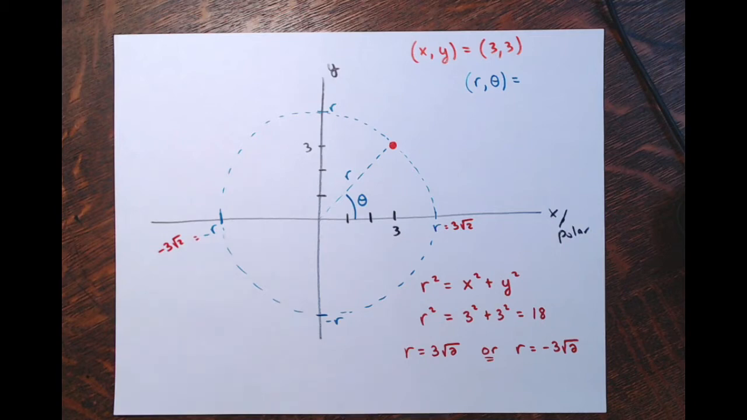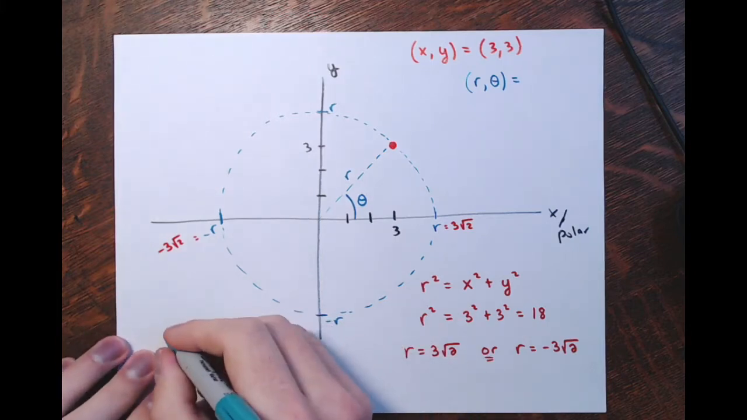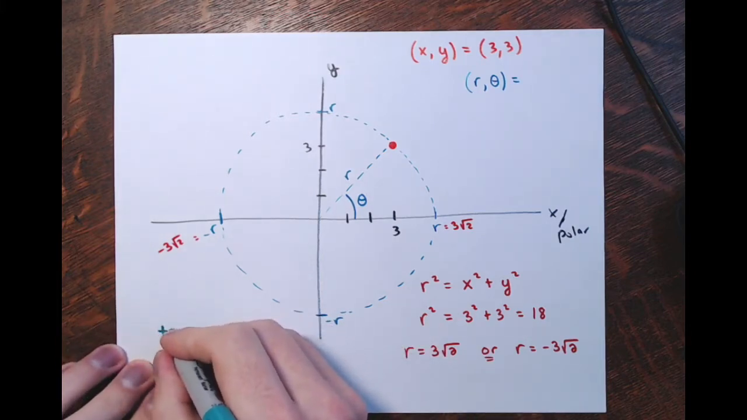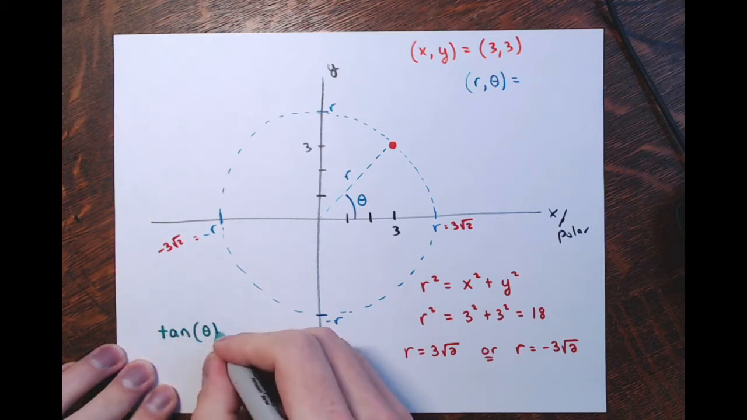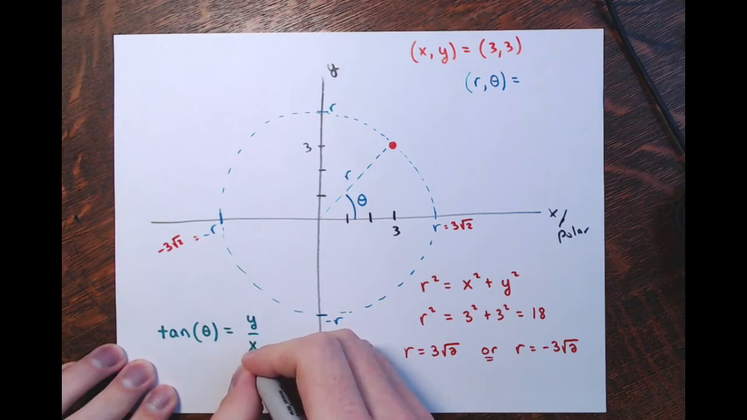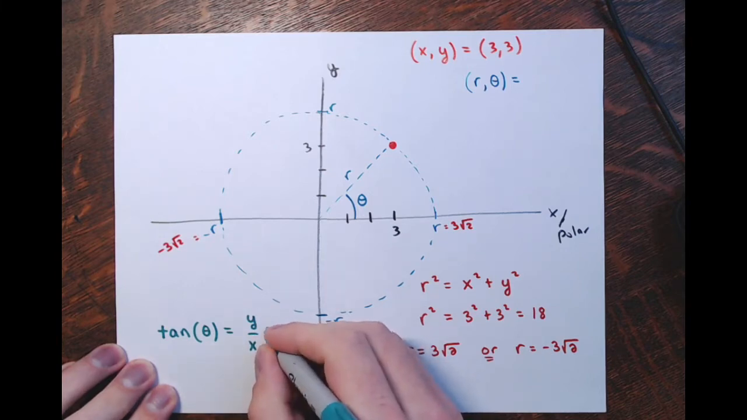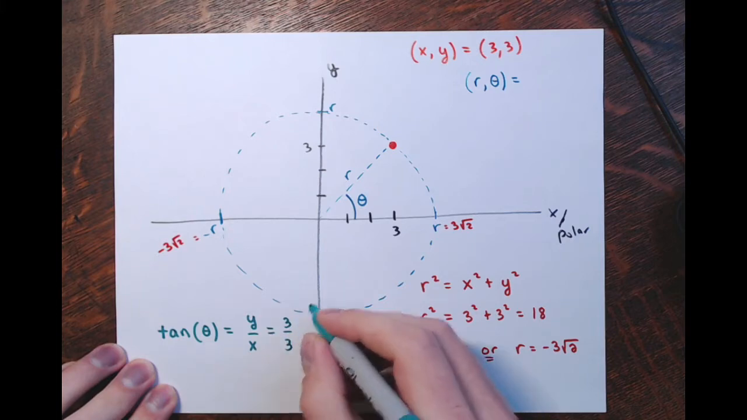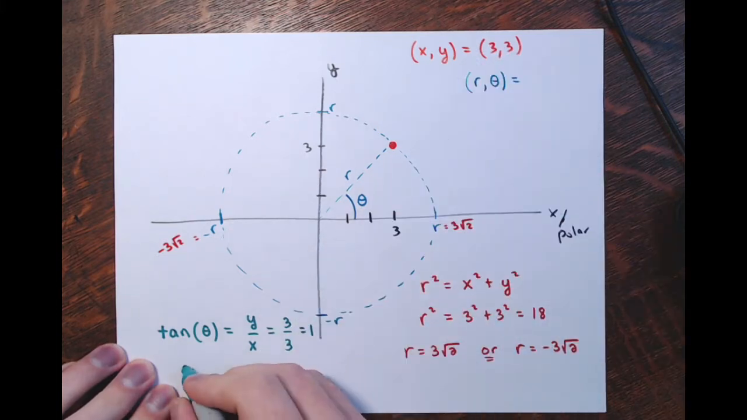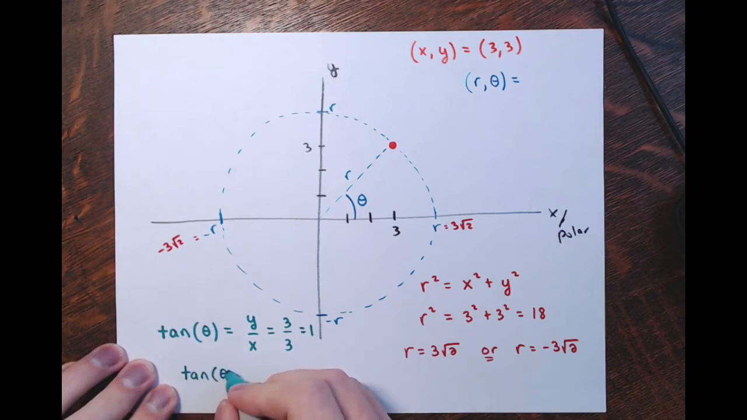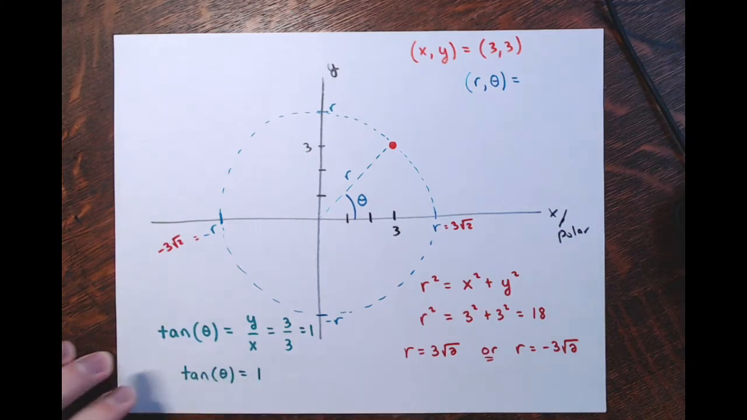But let's see what happens. But before I decide which r I wish to use, let's also find theta, and I also want to find a valid value of theta. So we also have this relationship: the tangent of theta is the y coordinate divided by the x coordinate. Now this is just 3 divided by 3. We know the y and the x coordinate are both 3. So we have this equation, we're solving this for theta. The tangent of theta is equal to 1.